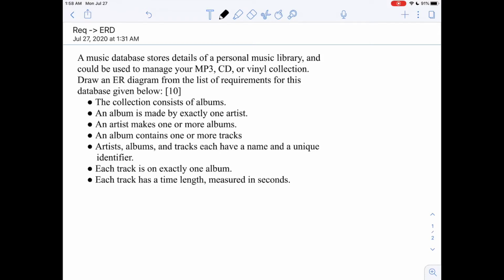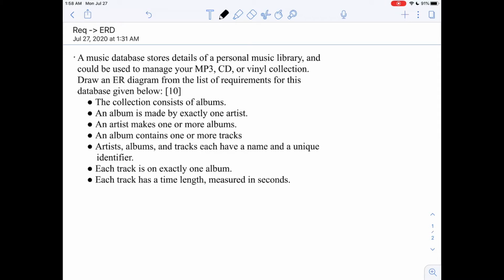In this lecture, we are going to take a look at how we can convert a given set of requirements, such as the one given here, into an ER diagram. So let's read the requirements given here. It says, a music database stores details of a personal music library and could be used to manage your MP3, CD, or vinyl collection. Draw an ER diagram from the list of requirements for this database given below.